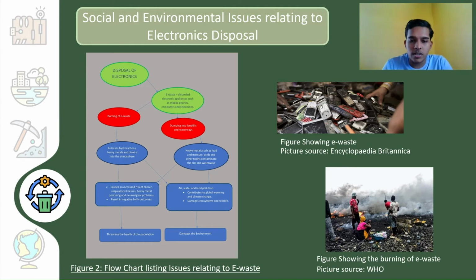Moving on, this flowchart explains some social and environmental issues related to the disposal of electronics, which is known as e-waste. These toxins contribute to health problems in humans such as cancer, respiratory illnesses, and heavy metal poisoning, which is further related to neurological problems and birth defects. This can give rise to poverty and cause unemployment, which are two major social issues. Burning and dumping also impacts the environment, contributes to climate change, and damages ecosystems and wildlife. I now pass you on to Isa Mohammed.